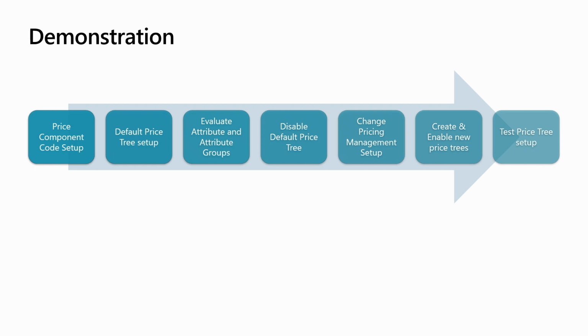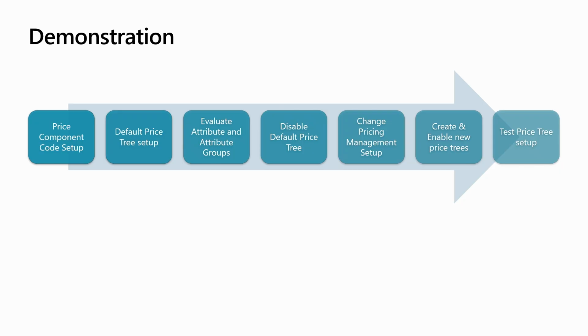For the demonstration, I will be following these steps. I will first start by showing the existing price component code setup that we have in our Contoso demo data, focusing on what is relevant for this demonstration. Next, I will show the default price tree that comes from the out-of-the-box configuration. I will then show some of the relevant attribute and attribute groups that are set up.